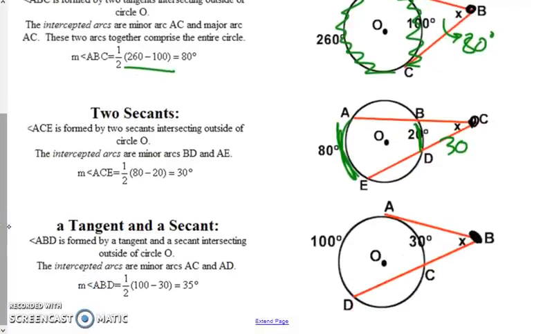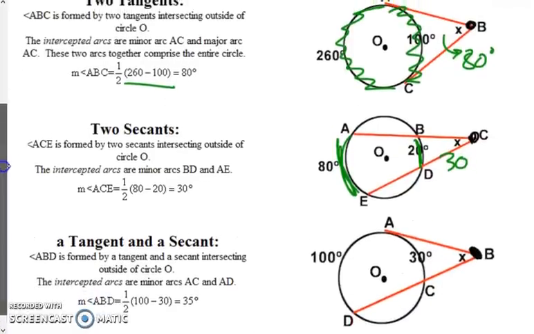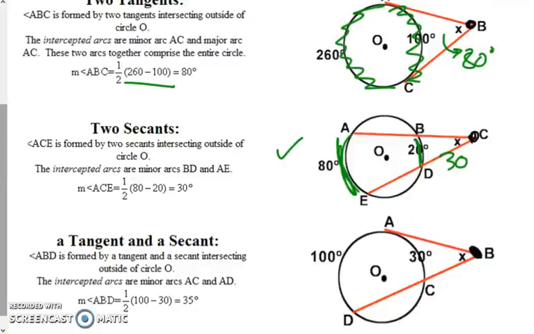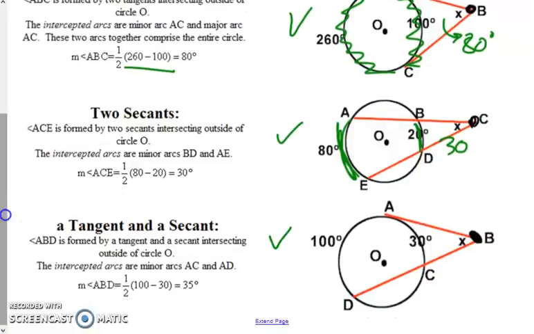And then here's our third case where instead of having 2 secants like we did here, or 2 tangents like we did there, one of them is a secant and one of them is a tangent. It still follows our rule: identify the 2 intercepted arcs. The difference between them is 70. 1/2 of that, you get our angle, which is 35 degrees.